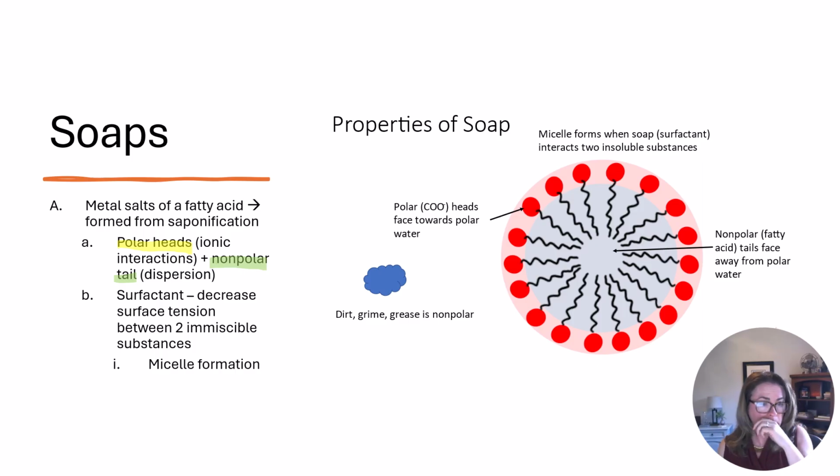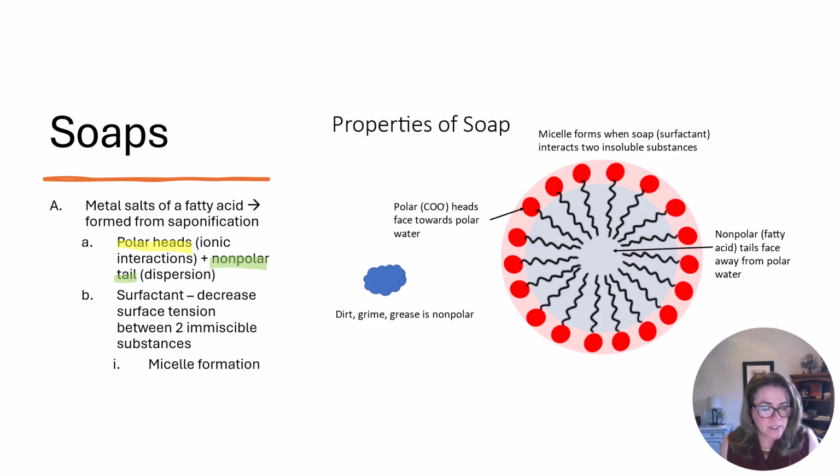And so literally what happens with these soaps, these are surfactants. These are going to decrease the surface tension between two immiscible substances. So if you've ever washed a greasy pan, you put some dish soap in there and you can see the grease, it looks like it's scattering or almost looks like it's kind of disappearing. That is kind of what's happening.